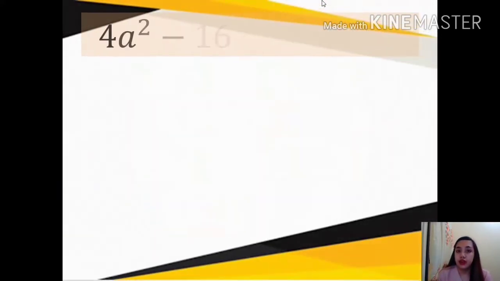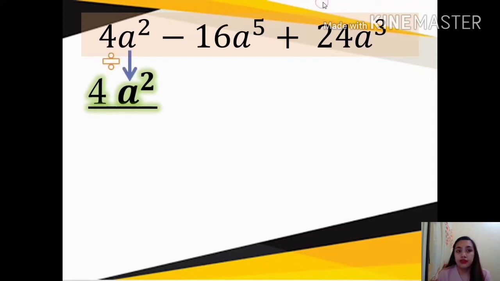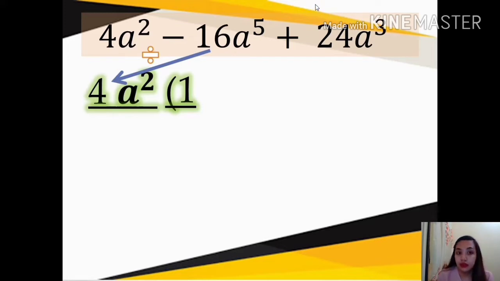Now, the expression will be divided by 4a squared. So, how to do it again? 4 divided by 4, you will get 1. And then a squared divided by a squared, that is a to the 0. Why is it 0? Because we are going to subtract the exponents 2 and 2. So, 2 minus 2 is 0. So, wala na tayong ilalagay doon sa katabi ng 1 kasi 0 na yung exponent niya.